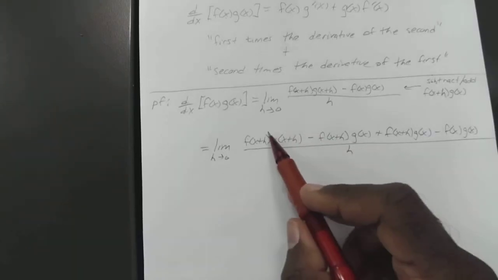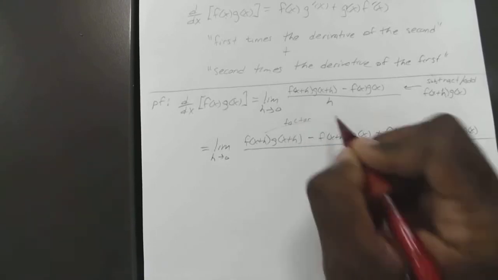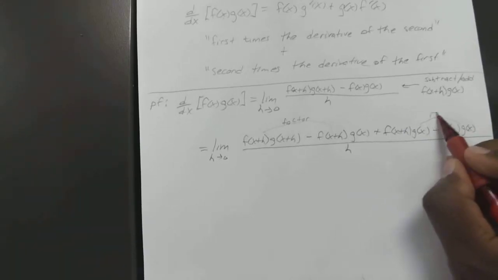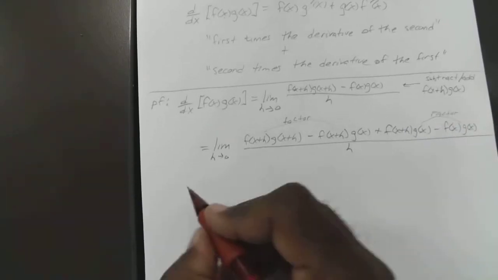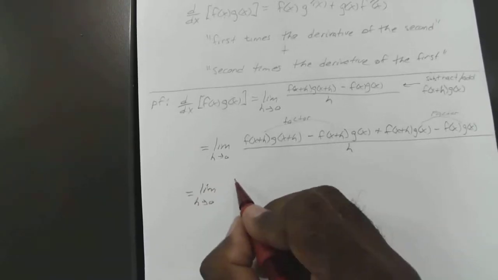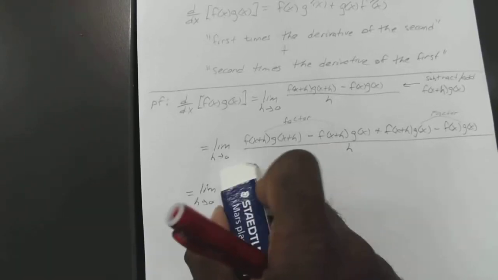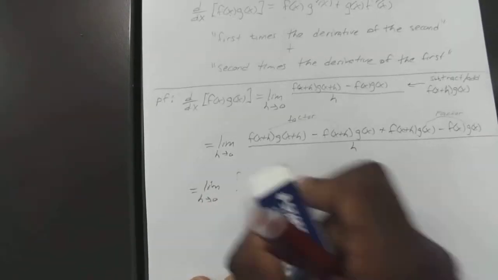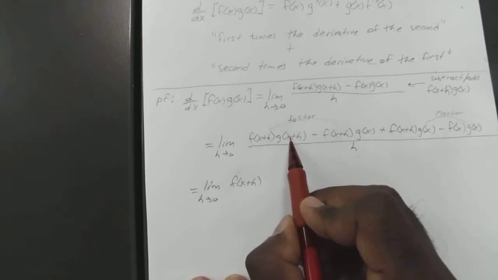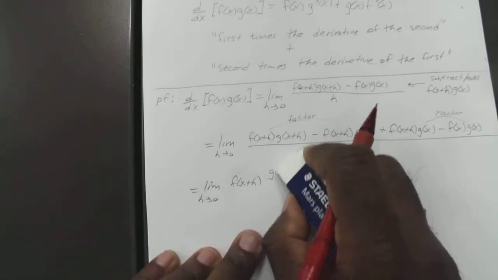Now if you notice, in these two you can factor out f of x plus h, and in these two you can factor out g of x. So you have the limit as h approaches 0 of f of x plus h, and we might as well move that completely to the front, times g of x plus h minus g of x.